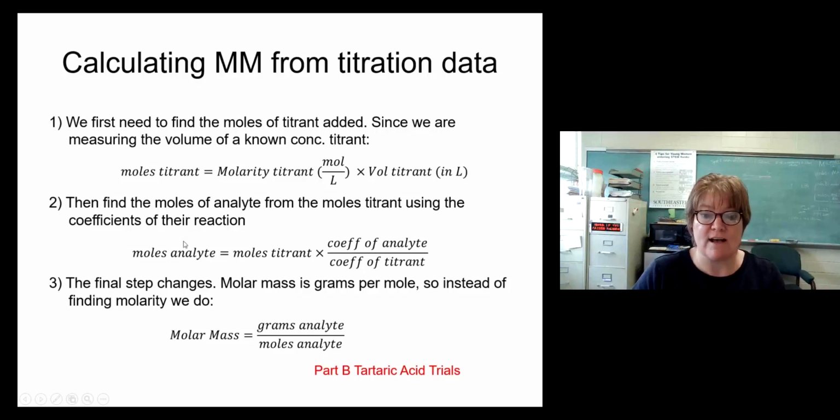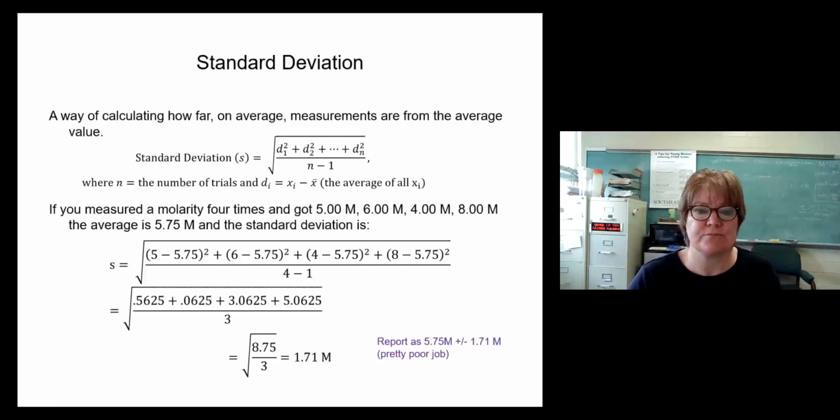And then once I have moles of tartaric acid, so every time it says analyte, you're thinking tartaric acid. Every time it says titrant, you're thinking NaOH. Now I know the grams of tartaric acid. I know the moles of tartaric acid. I calculate a molar mass by dividing them. So you'll do this for all 3 tartaric acid trials. Once you do that, you can get an average.